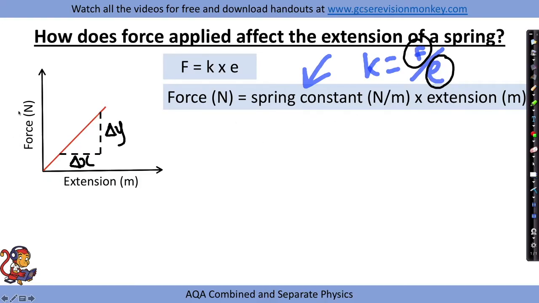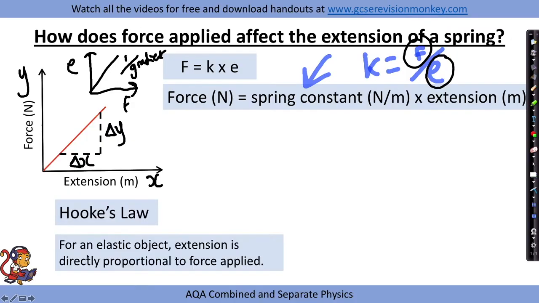That is why it's important to have force on your y-axis and extension on your x-axis. Otherwise, you'd have to do 1 divided by the gradient to get your spring constant if you had the axes the other way round. So if you plotted it with extension against force, you'd have to do 1 divided by the gradient to actually get your spring constant. So it's better to do it this way round.